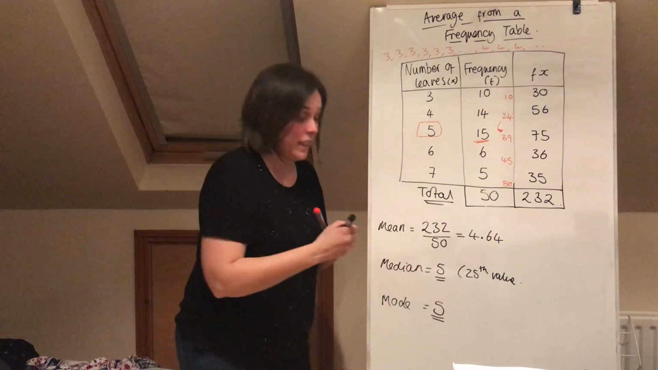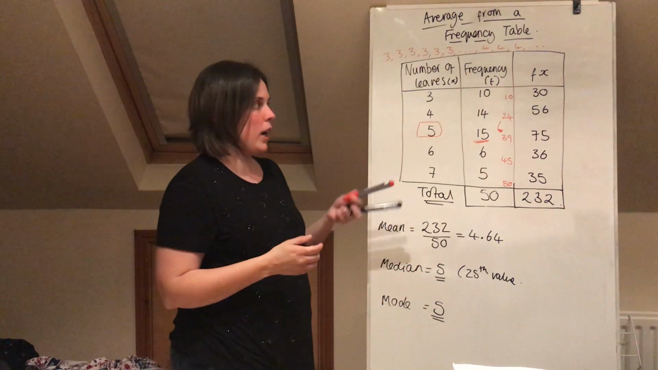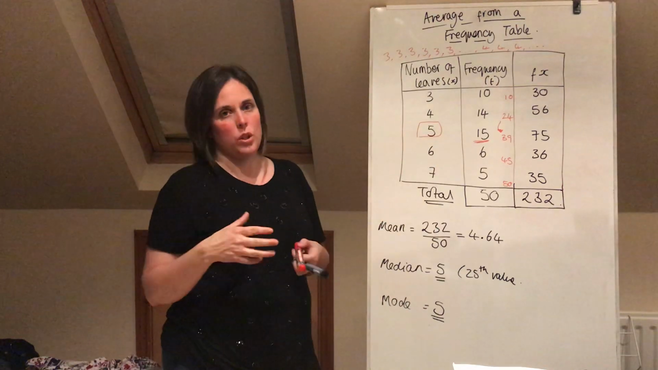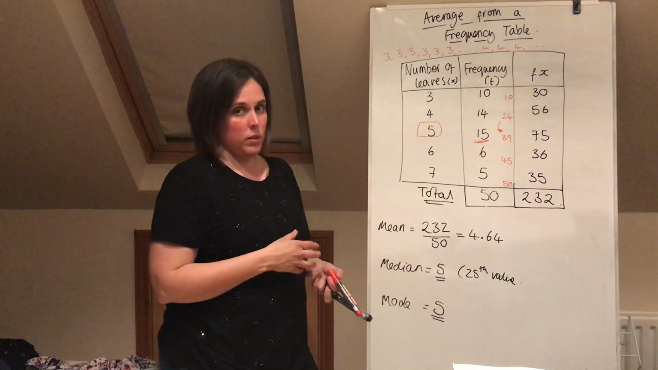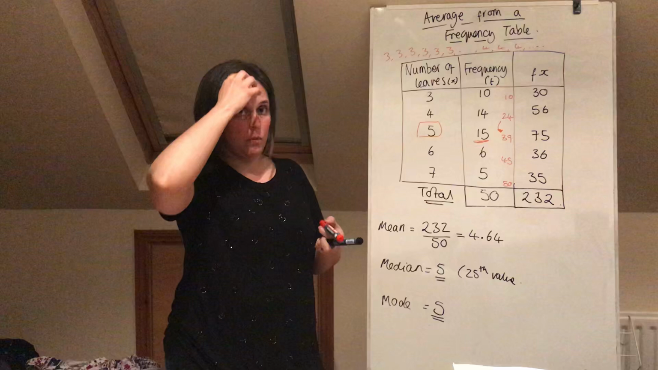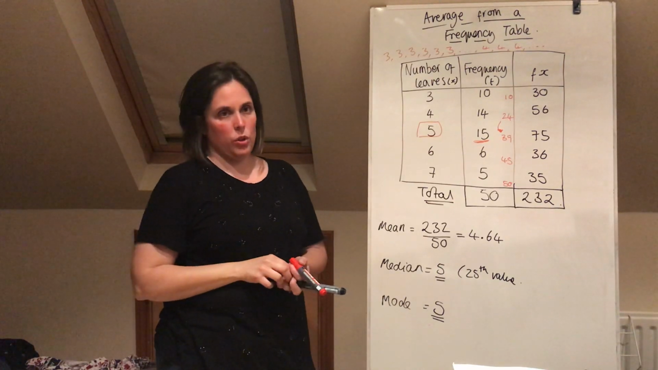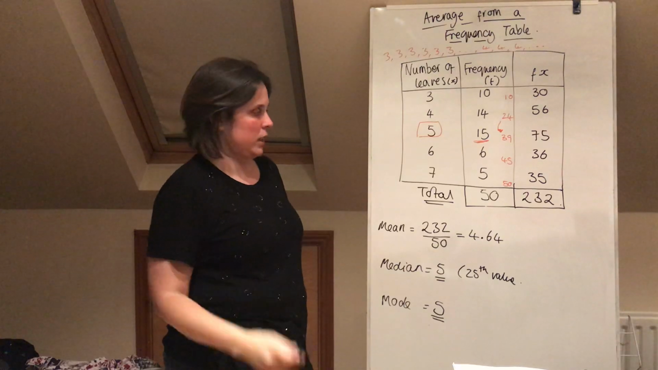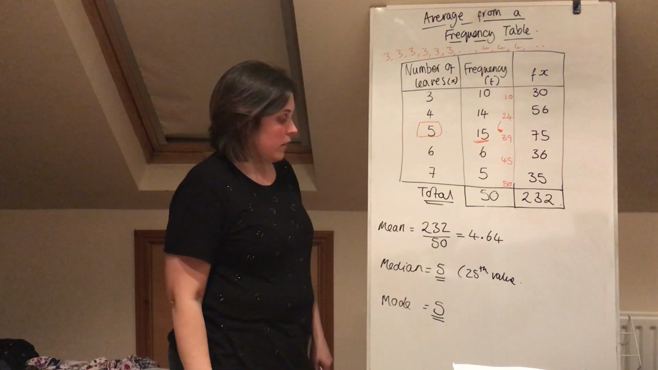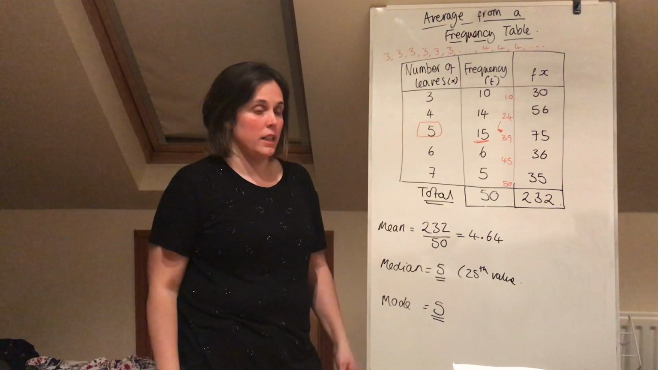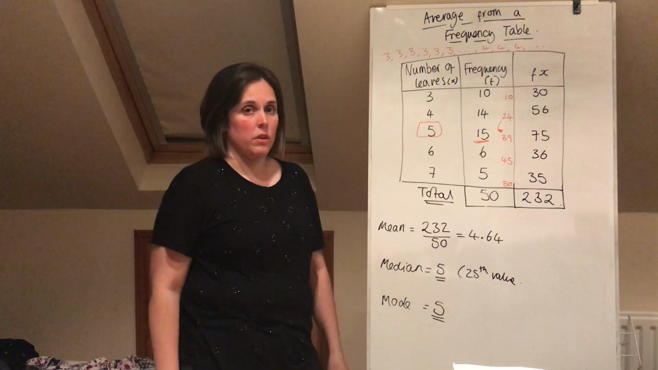And again, just like with the raw data, you might have two numbers which have got the same biggest frequency, in which case it would be bimodal, or there might not be a mode at all if you've got lots of them with the same amount. Okay, so that's basically how you find averages from a frequency table.